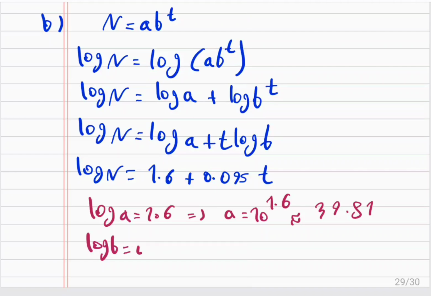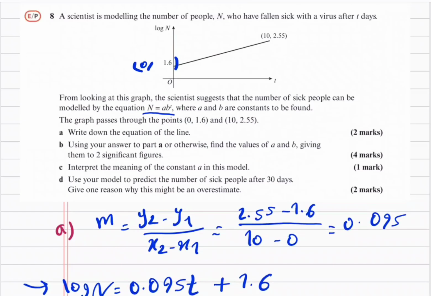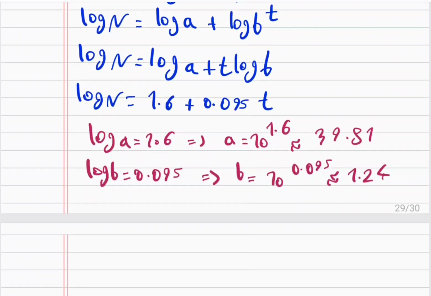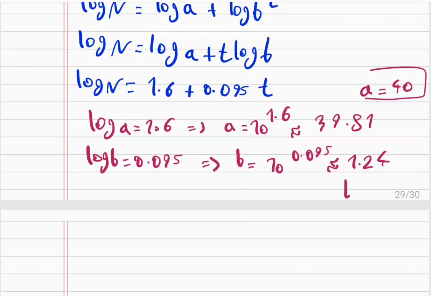Now just repeat the same thing for the next part, because remember that log b has to be equal to 0.095, because basically this is that mx term in the usual linear equation. So just similarly, we'll have b is equal to 10 to the power of 0.095, and this is approximately equal to 1.24 to two decimal places. Now, in terms of the answer, we want to give the answers to two significant figures. So the value of a is actually equal to 40 to two significant figures, and then b is equal to 1.2. So now we have a and b.